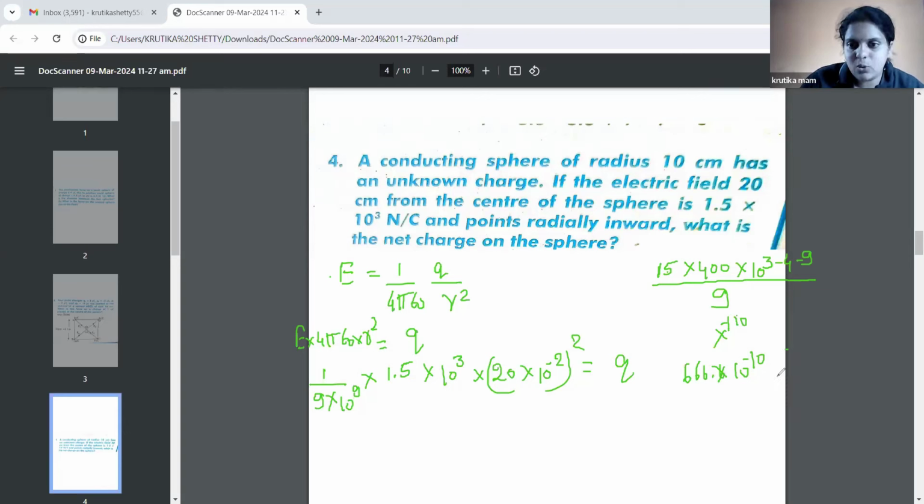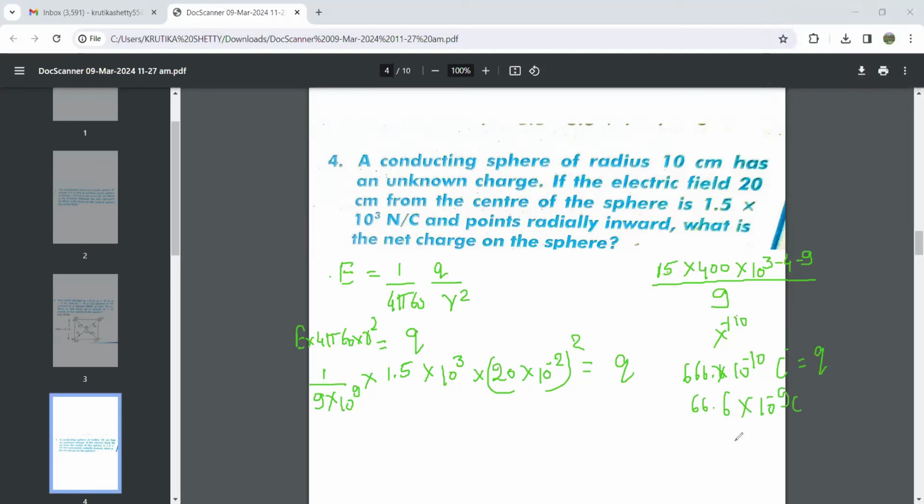This is the charge, in coulomb. If you want, we can convert in terms of nano coulomb. So in nano coulomb it becomes 66.6 into 10 raised to minus 9 coulomb. Therefore, we can write it as 66.6 nano coulomb. That is the value of your charge.